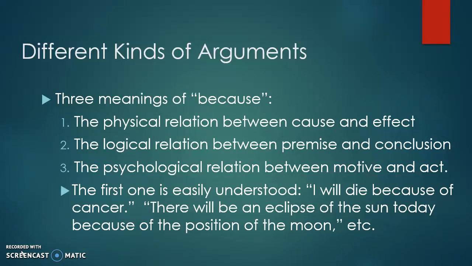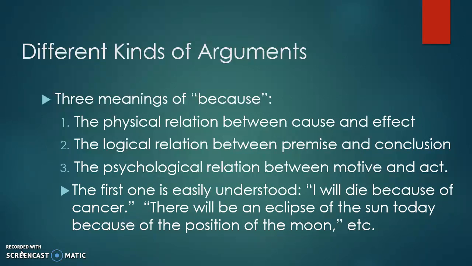Different kinds of arguments. First, let's look at three meanings of because. That is, the stone is warm because the sun is shining. Or the angle alpha must be 45 degrees because the other angles in this triangle are so many degrees, and so forth. Among these meanings, there is first the physical relation between cause and effect, two, the logical relation between premise and conclusion, and three, the psychological relation between motive and act.